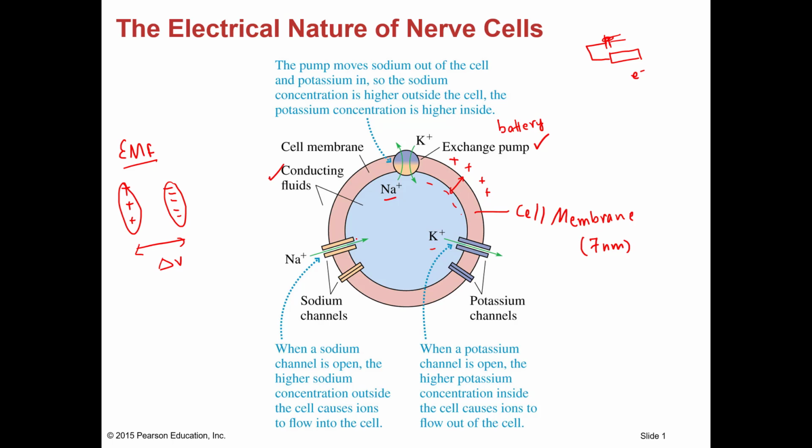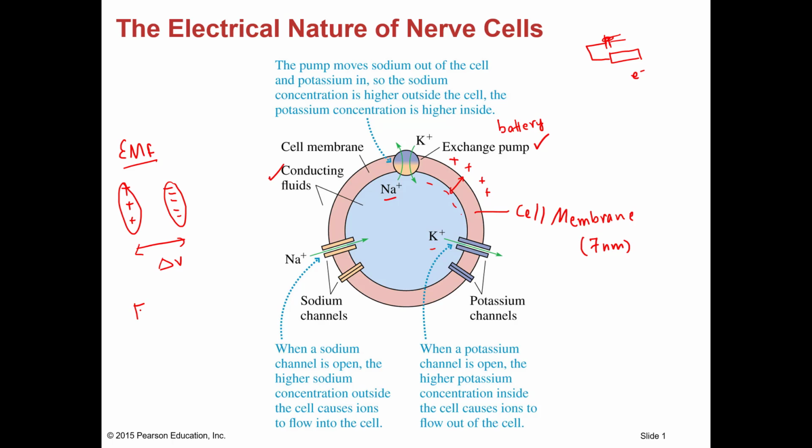Okay, and whenever there is delta V, there is also an electric field, because electric field and potential difference are two sides of the same coin. If you have potential difference, you have electric field. If you have electric field, you have potential difference. They are connected to each other.